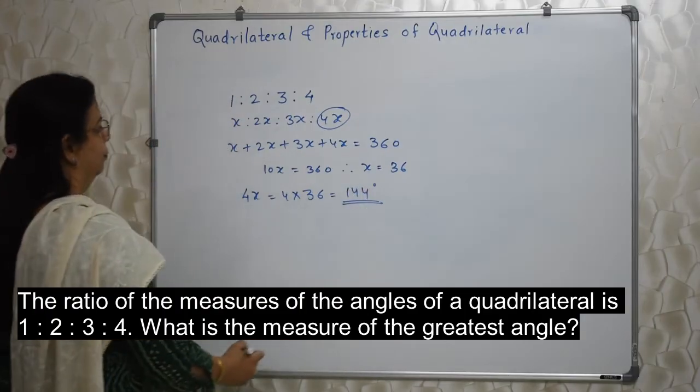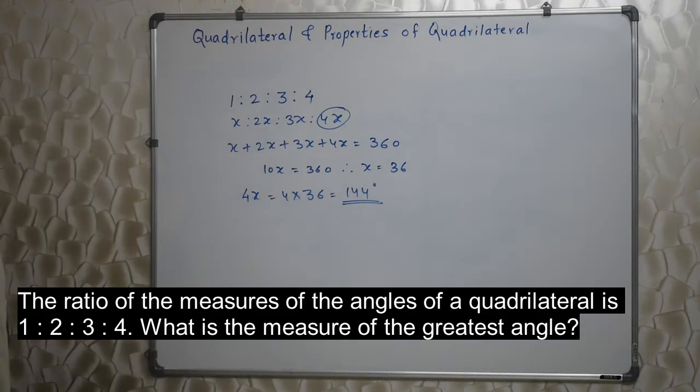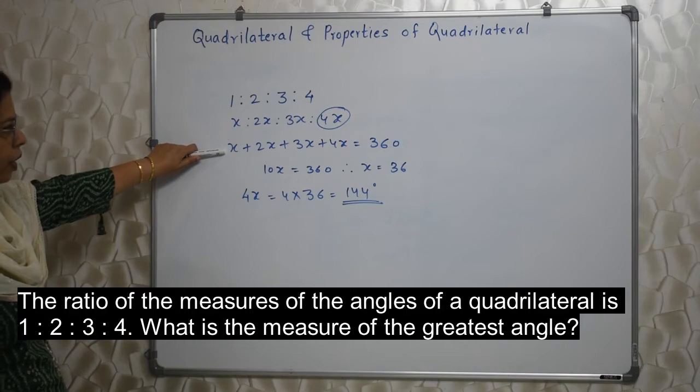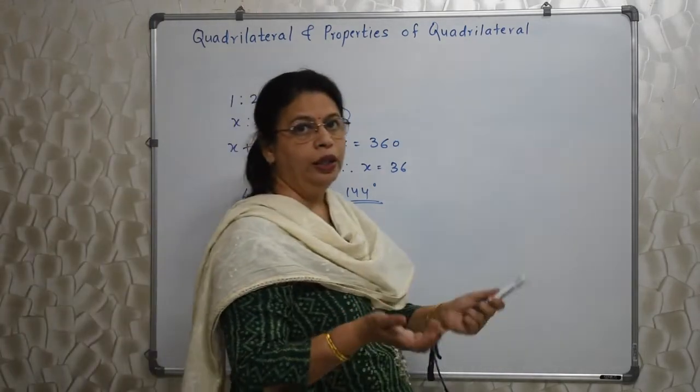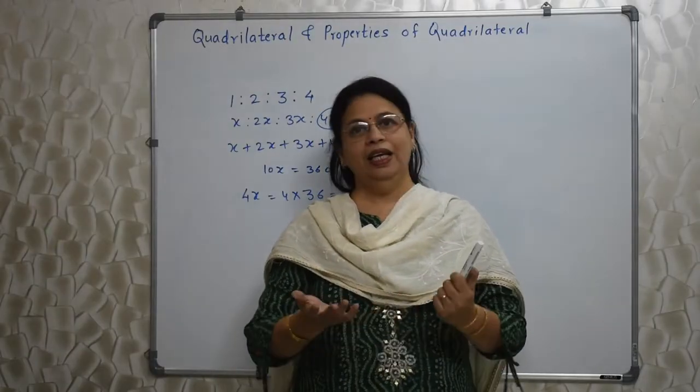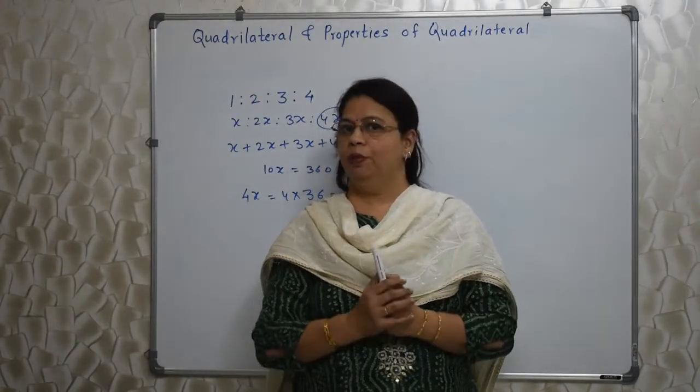144 degree. Our answer is 144 degree. So simple. Here we are just using a simple property of a quadrilateral, that the sum of all the angles of any quadrilateral is 360. Isn't it easy? Once you know the property, our job is very easy.